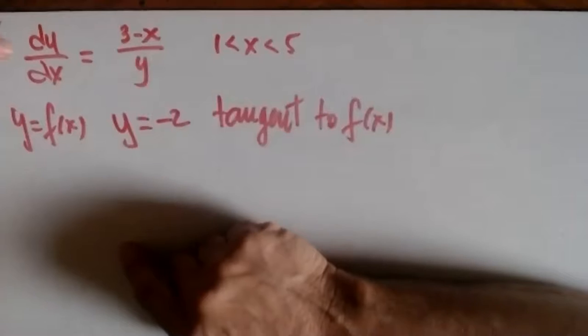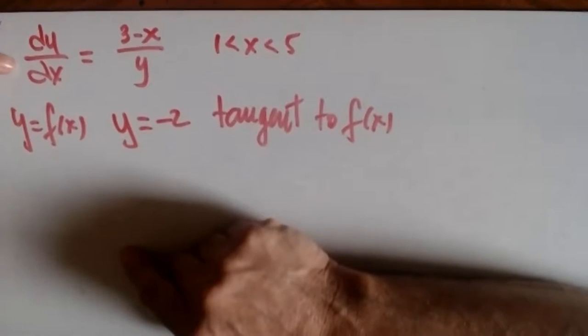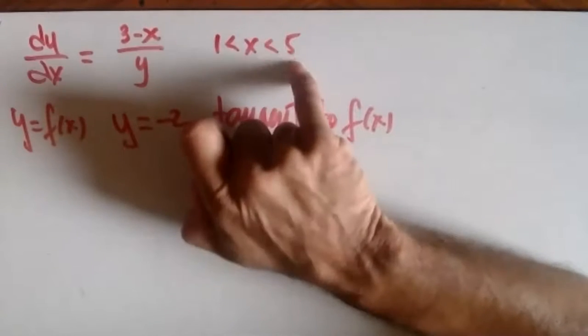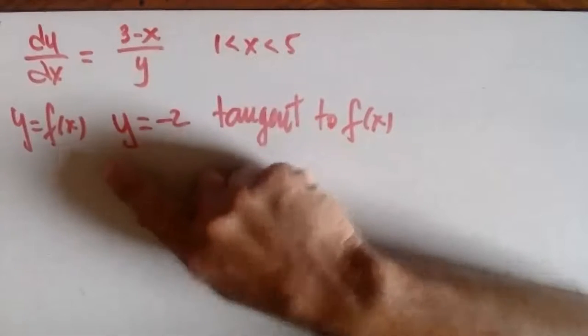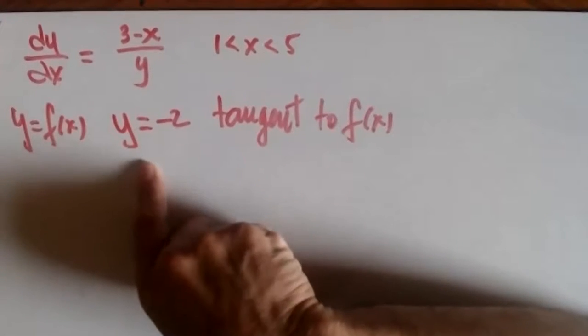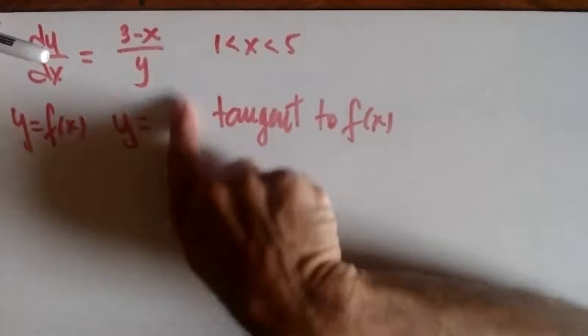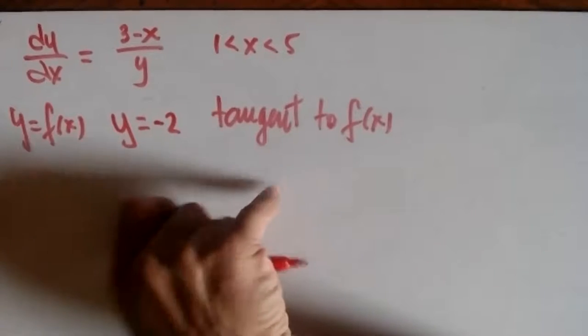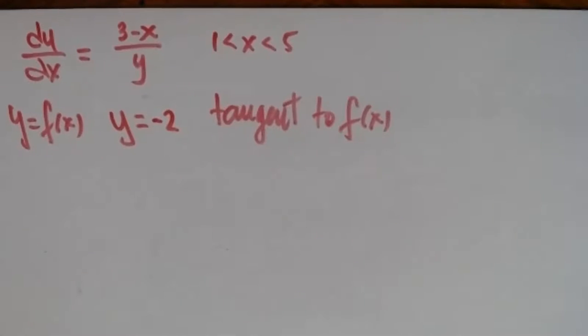So this is the information you have. This is the differential equation, dy/dx equals (3 - x)/y. The values range from 1 to 5. And this is a solution with this tangent. This is a horizontal tangent. Everybody knows that. So y = -2 is a horizontal line passing at -2. So we have to find the x-coordinate of this point, right? So, differential equations.